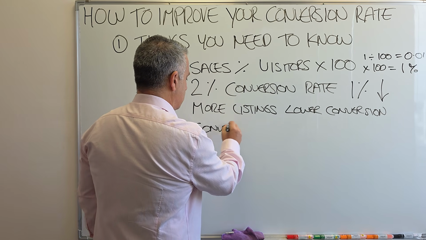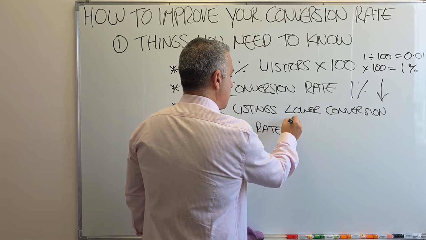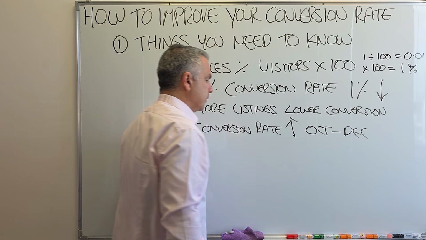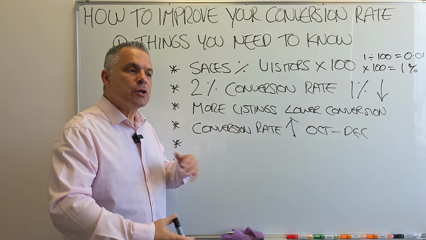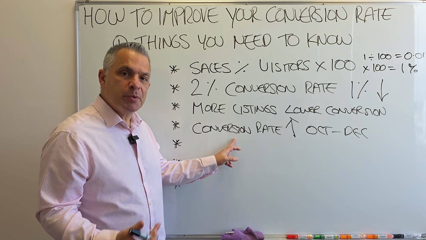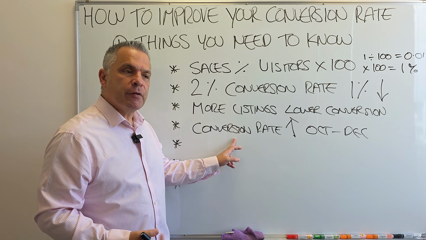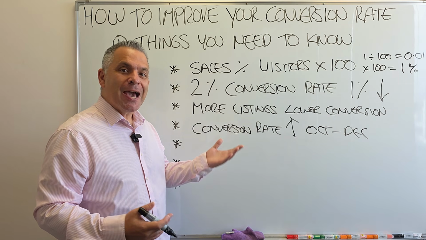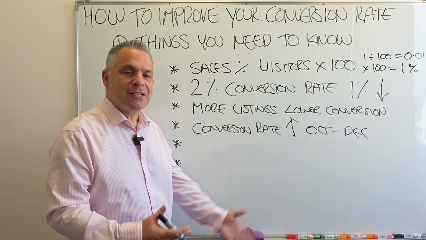Conversion rate goes up in October to December significantly, okay? And you need to remember this when you're doing your calculations and working out your conversion rate. If you've got a conversion rate of say 2%, between October and December, that'll go up to 2.5, 2.8, 3.1. You will get a significant lift, and it's simply because the number of customers coming into Etsy balloons.